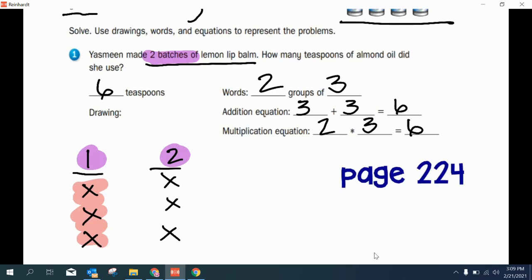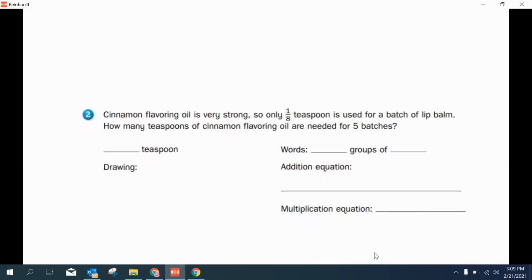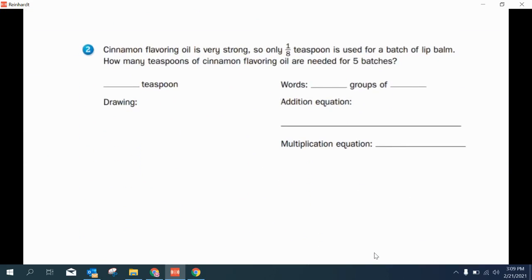So that wasn't very challenging. That was whole numbers, but we're working on multiplying fractions. So let's try one with some fractions. All right. Cinnamon flavoring is very strong, so only 1/8 is used. So I'm going to highlight 1/8 because that's important to me for each batch. But I want to make 5 batches. All right. So let's draw a picture.